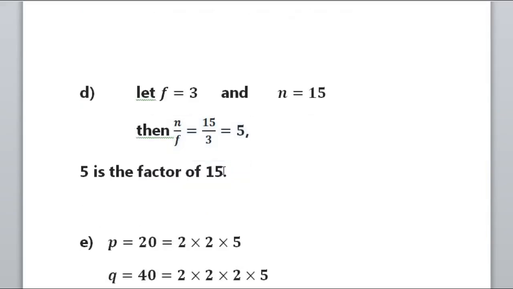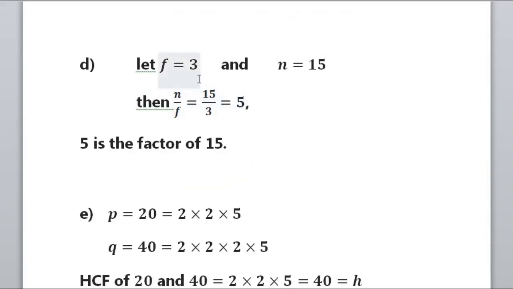To understand this statement, let's look at an example. Let f equal 3 and n equal 15, where f is a factor of n, because 15 is divisible by 3. Now dividing 15 by 3 results in 5. Once again, 5 is a factor of 15, which means if f is a factor of n, then n upon f is also a factor of n.